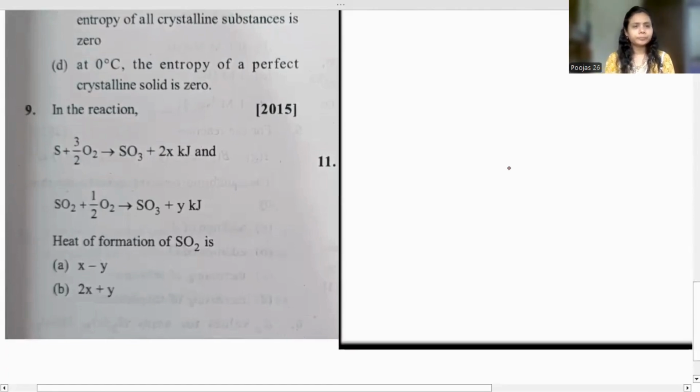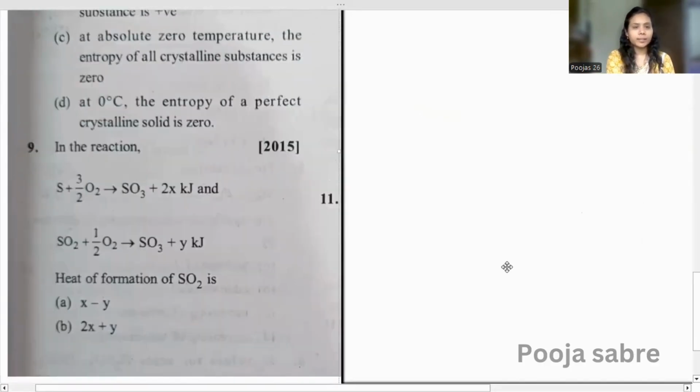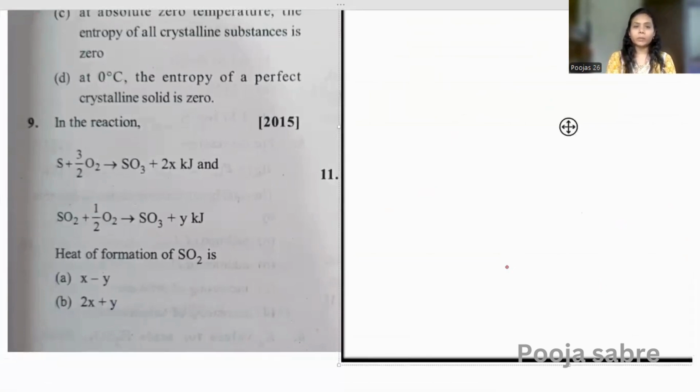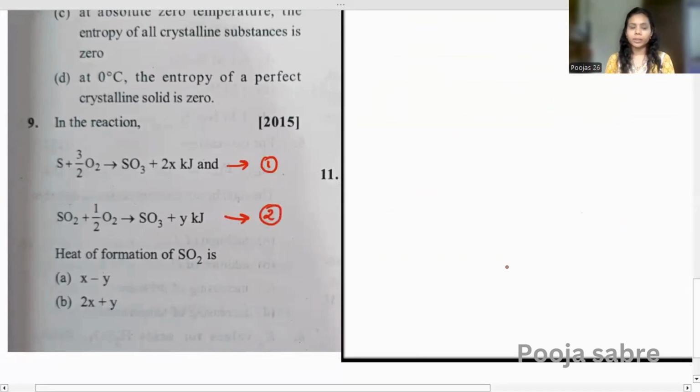Next one is 9th question. In the reaction, S plus 3/2 O2 gives SO3 plus 2x kilojoules, and SO2 plus half O2 gives SO3 plus y kilojoule. Heat of formation of SO2 is x minus y, 2x plus y. There are a few more options. The question is given. So now over here, two equations हमें दिया गया है. Equation number 1 and this is equation number 2. ठीक है? हीट ऑफ फॉर्मेशन हमें ढूंढना है. जो भी ऑप्शंस दिए गए हैं वो सारे के सारे किसके ऑप्शंस है? हीट ऑफ फॉर्मेशन ऑफ SO2.